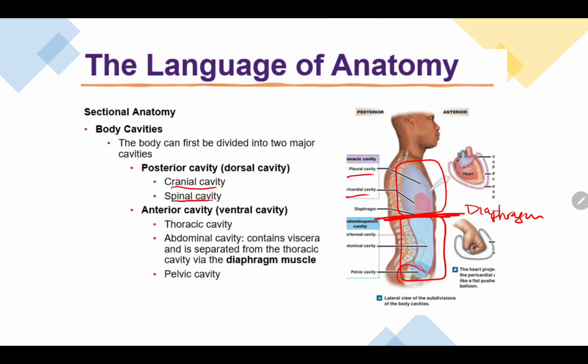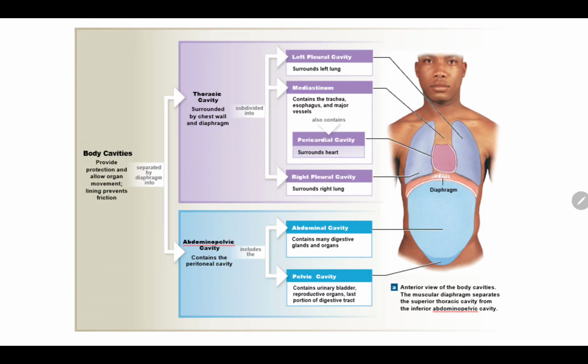Okay, and then of course around here we have the pelvic cavity, and sometimes we just put the pelvic cavity with the abdominal cavity, and we just call it the abdominal pelvic cavity. And the pelvic cavity is going to contain those reproductive organs and your bladder, things like that. Okay, this just goes over it again.